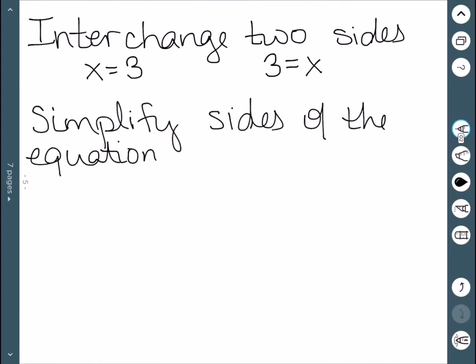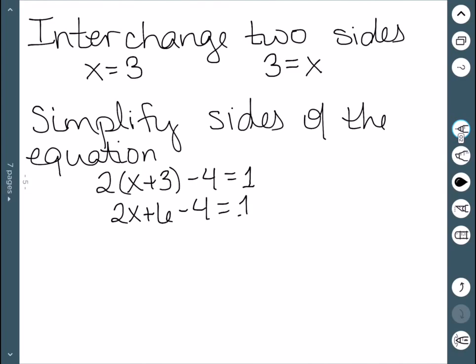The next would be simplifying sides of the equation. This involves getting rid of parentheses or combining like terms. For instance, if I had 2x plus 3 minus 4 equal to 1, I could get rid of parentheses to have 2x plus 6 minus 4 equal to 1, and I can combine like terms. 6 minus 4 is 2. So these are all equivalent, and all I did was simplify one side of the equation.